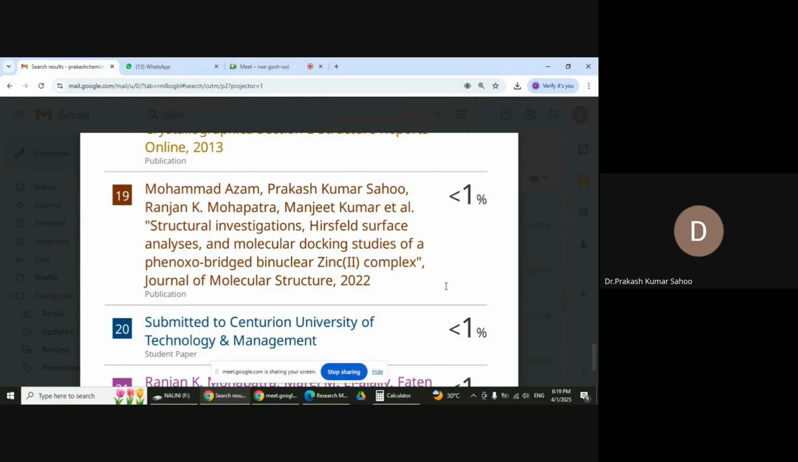So for your project work, I think it is below 25%. I think IGNOU is allowing PG students to submit a report which is equal to or less than 25%. Okay.